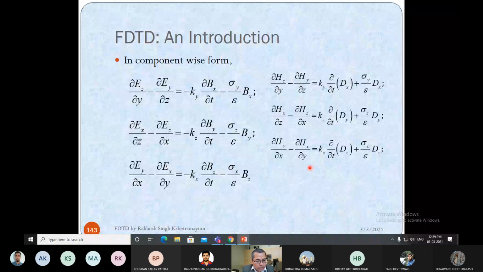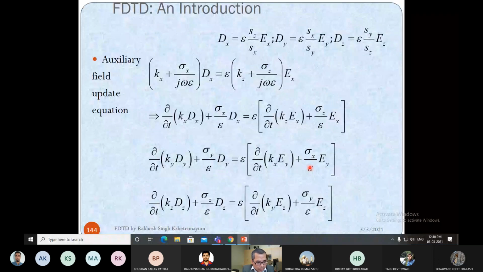How do you do the FDTD update equation? Here we have another variable called the auxiliary field. The auxiliary fields are Dx, Dy, and Dz, which were defined as epsilon Sz by Sx Ex, and so on. Let us try to write the FDTD update equation. Basically 3D FDTD has 6 equations, but here we also have 3 auxiliary fields, Dx, Dy, and Dz, so we'll have 3 extra equations.